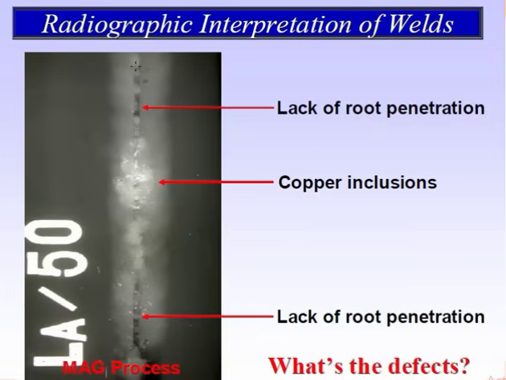So you can see this joint clearly shows lack of root penetration. Penetration has not been done. Copper inclusion, you can see here the copper inclusion, the white, and the lack of root penetration also here. This type of image, if it is there.